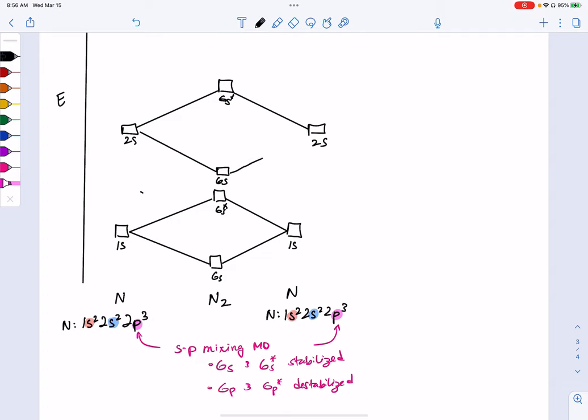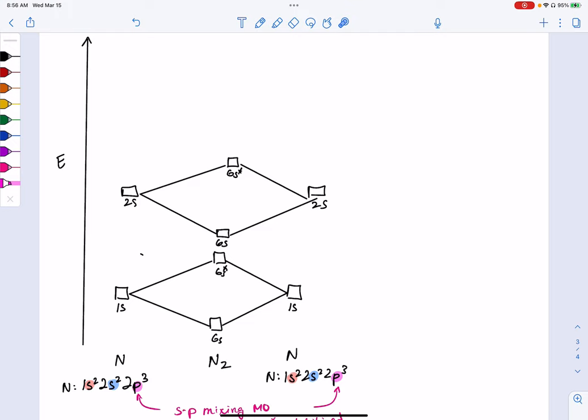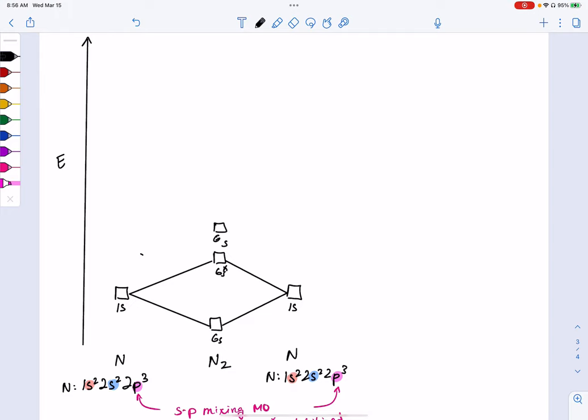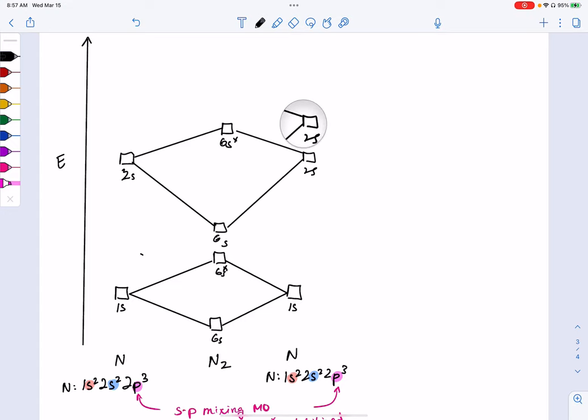Let's perhaps exaggerate this more. Okay, so here we see stabilization. I don't think that shows it that well. Sorry, you get to watch me struggle to draw today. Hope you enjoy the show. So let's do sigma s way down here, and then sigma s star, and then 2s, okay, I think this shows well enough that the sigma s is now lower in energy, as is the sigma s star.